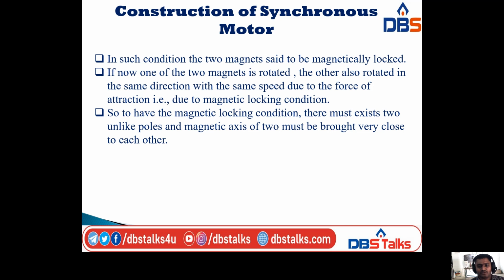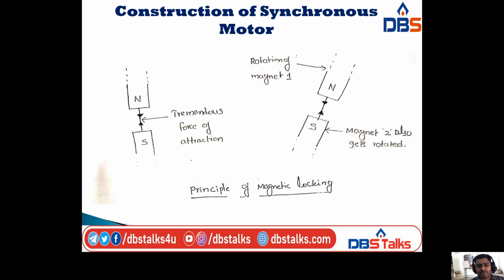To have the magnetic locking condition, there must exist two unlike poles, and the magnetic axes of the two poles must be brought very close to each other. So this is the principle of magnetic locking.